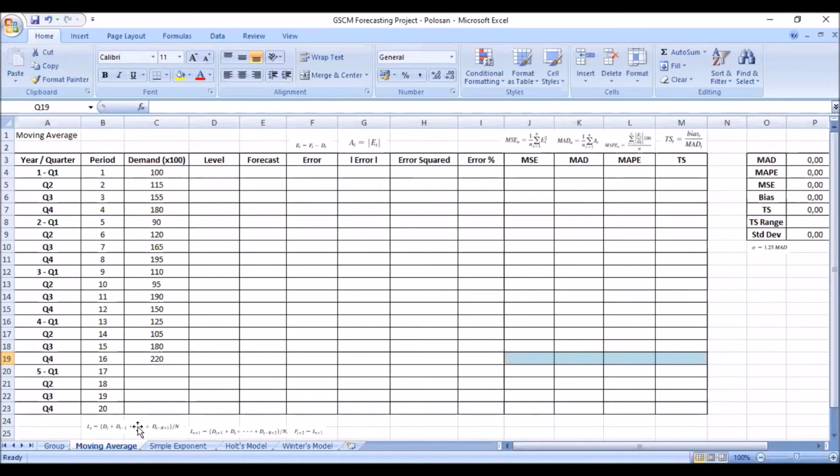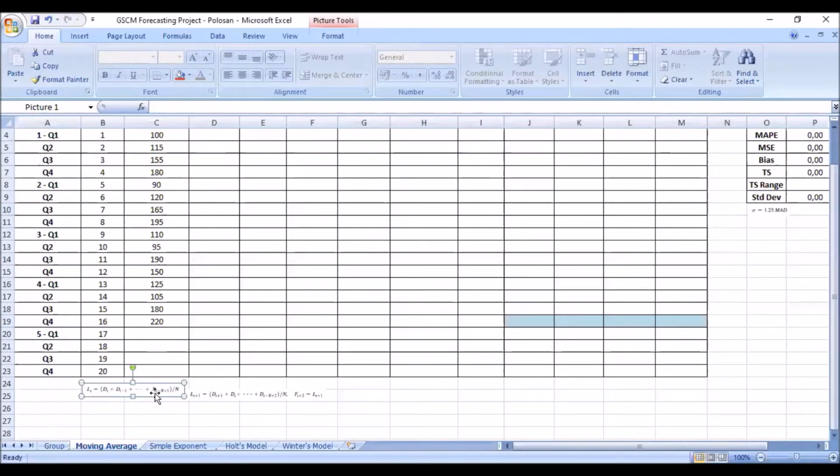In the moving average, there is no trend or seasonality, and in this case, we're gonna find the level first. The formula is Lt equals Dt plus Dt minus 1 plus and so on, divided by N. So Lt means the level of the moving average that's gonna be used for the forecast, and it usually starts from the fourth one or the third one, because the moving average usually has the fourth one. Lt equals the demand on that level plus the demand on the level minus 1 until the end, divided by N.